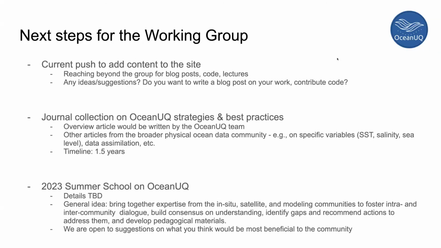Our major goal for the next year, in addition to the content, is to work on a journal collection. So rather than just doing a single paper written by us, we are running around the idea of doing a special issue to get different people from the community, modeling observationalists, data assimilation folks, specific variable experts, to write articles on UQ strategies and best practices. Then we would, as a team, write the overview article. This is a big project, so we have maybe a 1.5-year timeline for that.